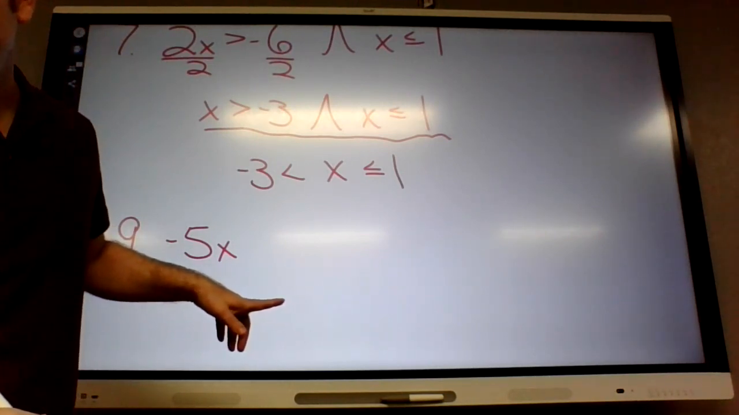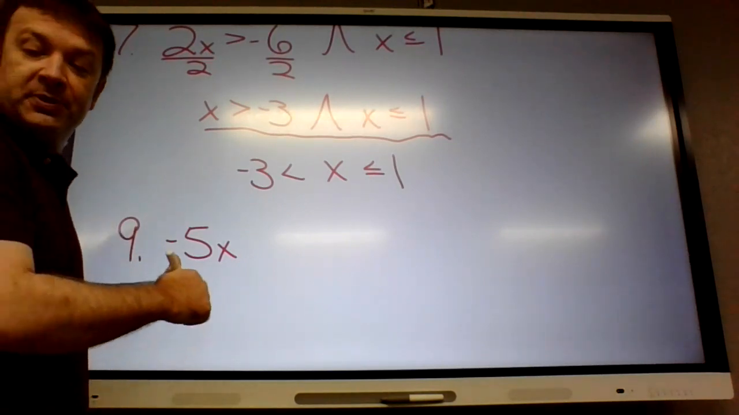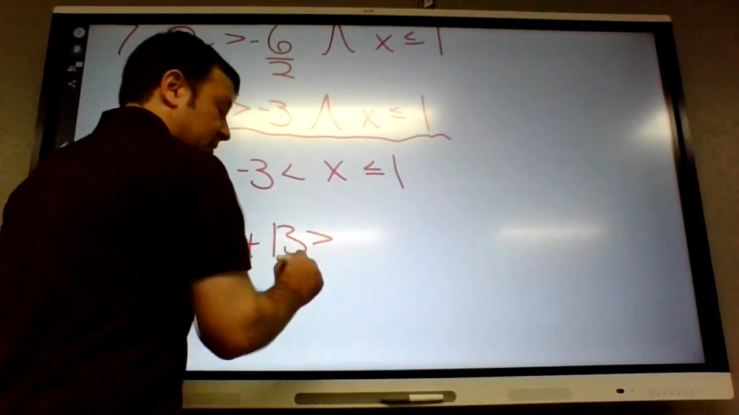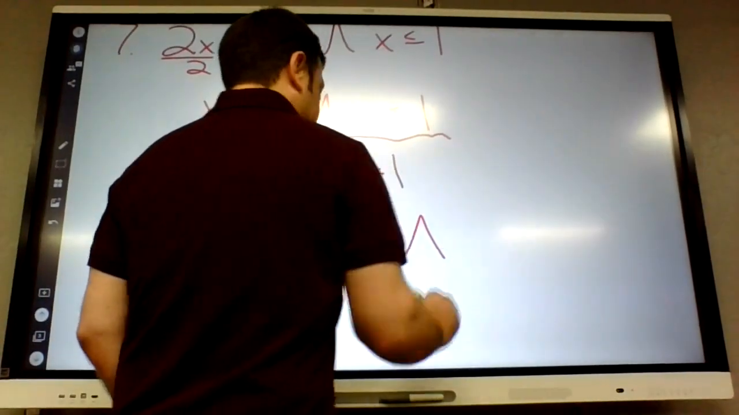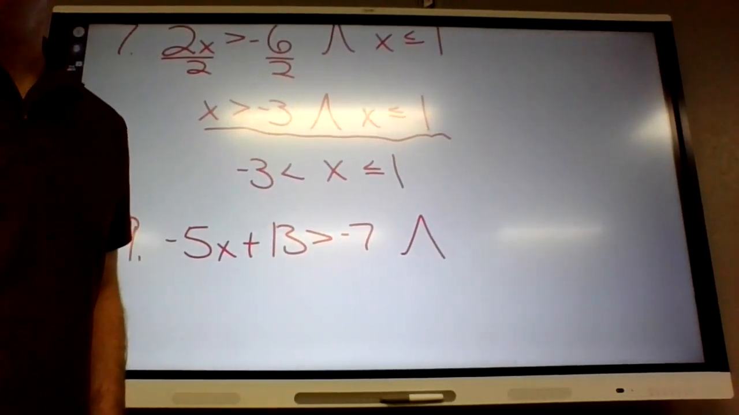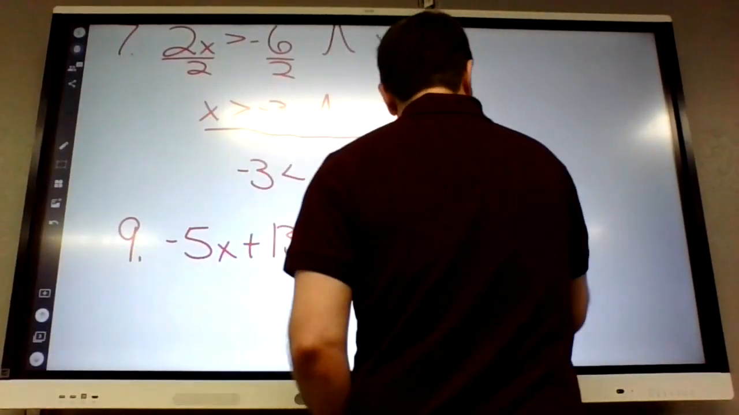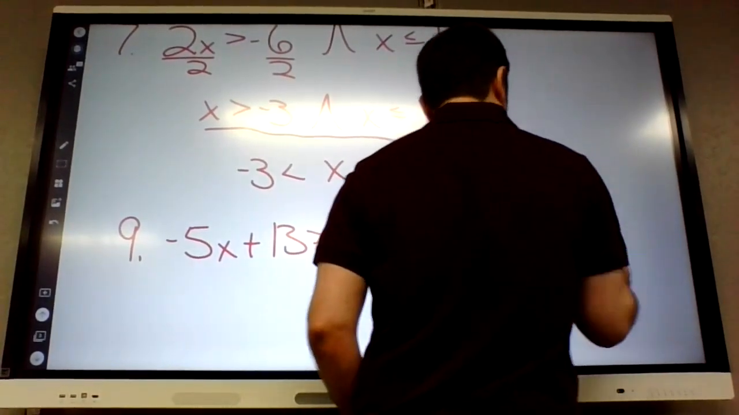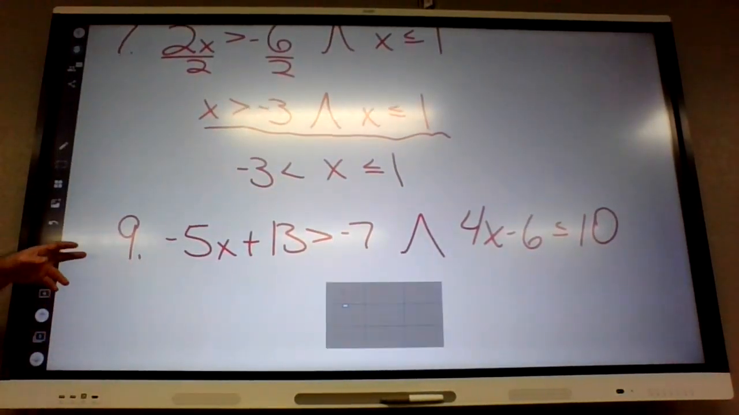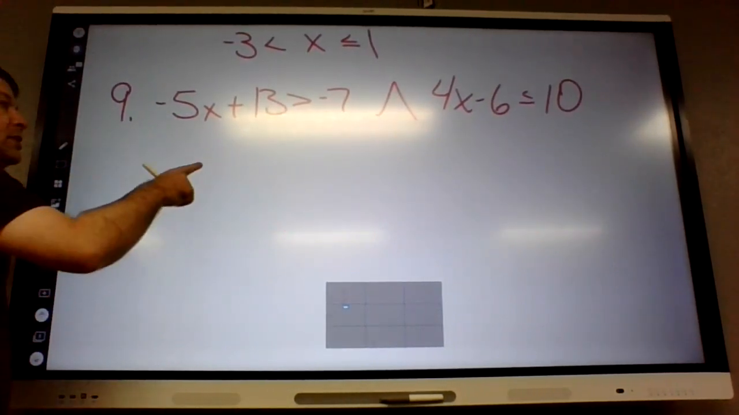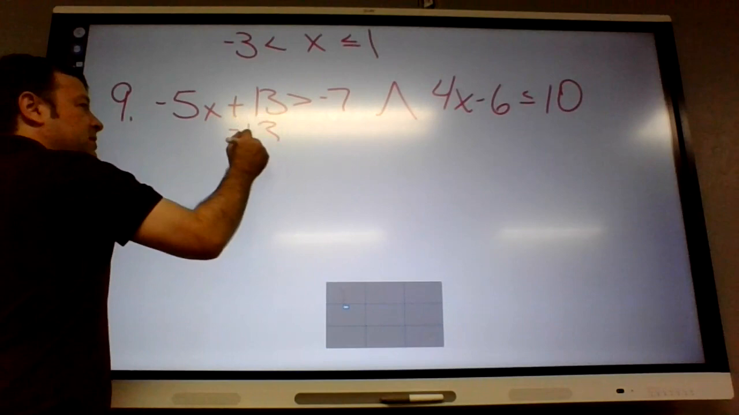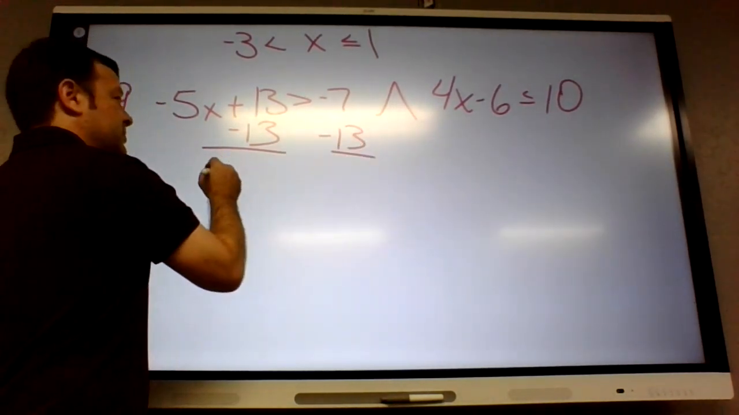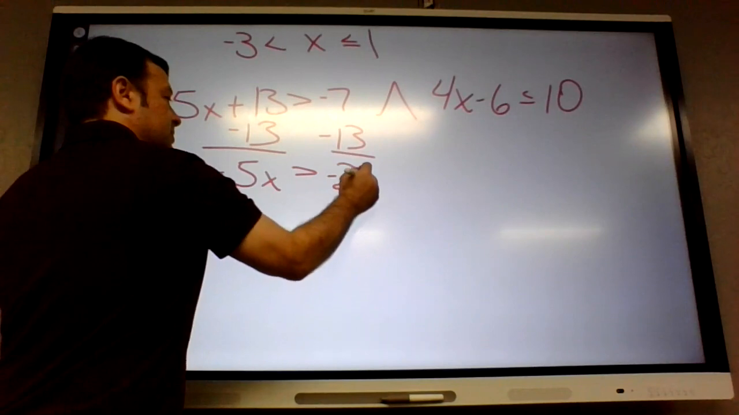I lost my place. 9. Negative 5x plus 13 is greater than negative 7. So we just got two different things to solve here. Both of them are kind of basic. 4x minus 6 less than or equal to 10. Okay, Jonathan, what could we do to solve this left one? Subtract 13. Kind of like yesterday, it's just kind of basic stuff.